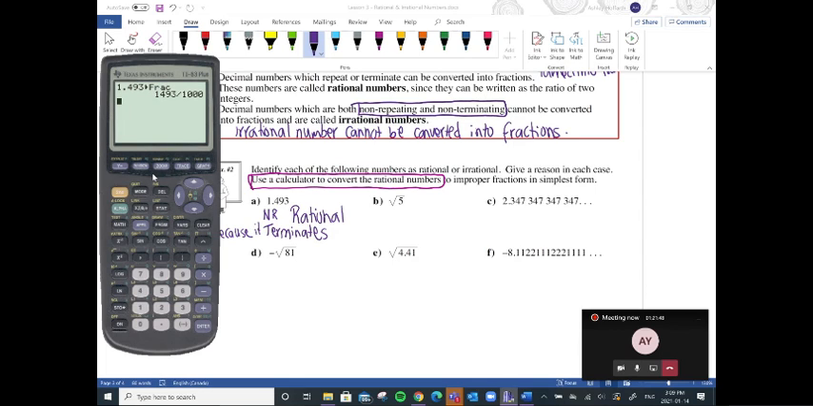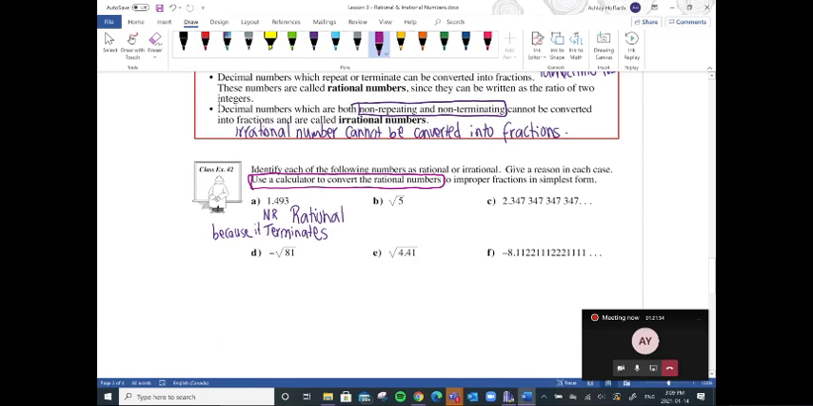It also always gives you the simplified fraction, so you don't have to worry about simplifying it yourself. So the fraction here is 1493, let's write it right here, over 1000. Okay. Now, because it is terminating, that's why it's rational.